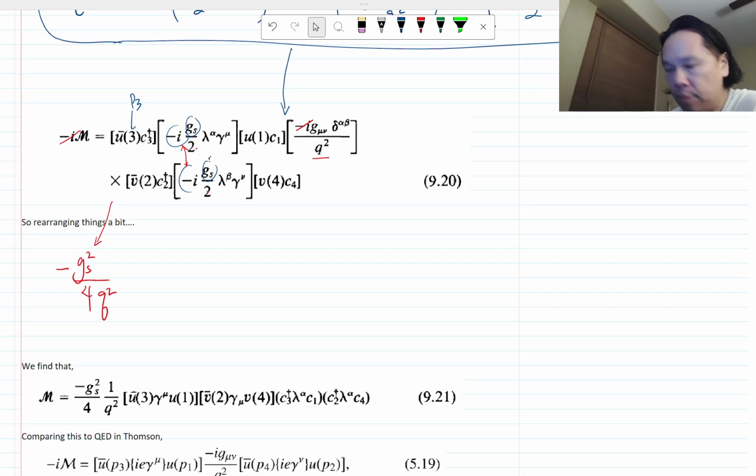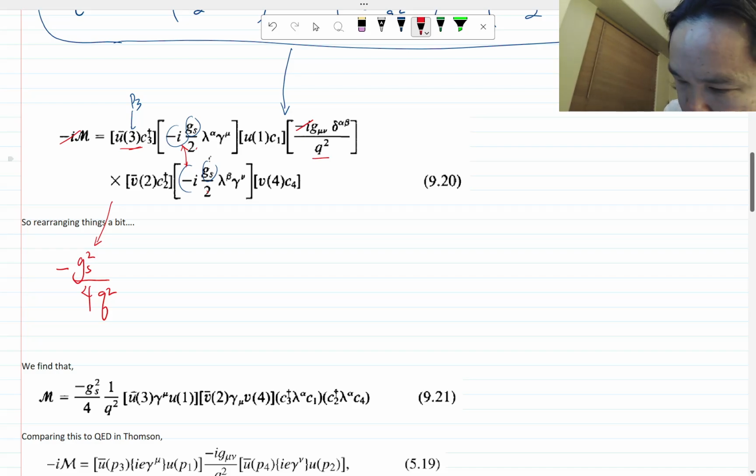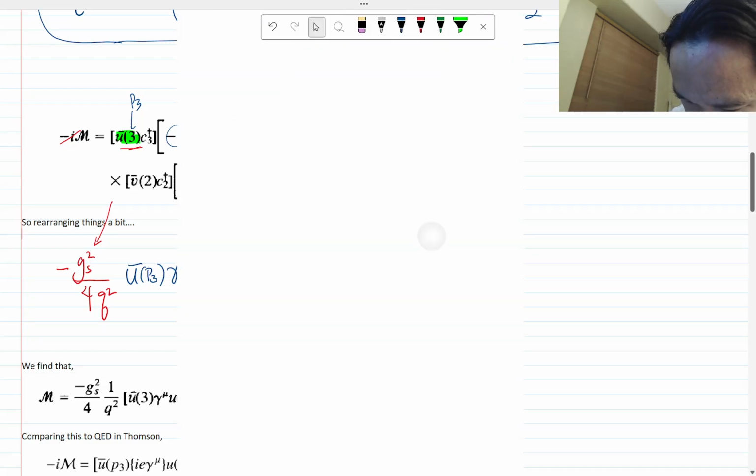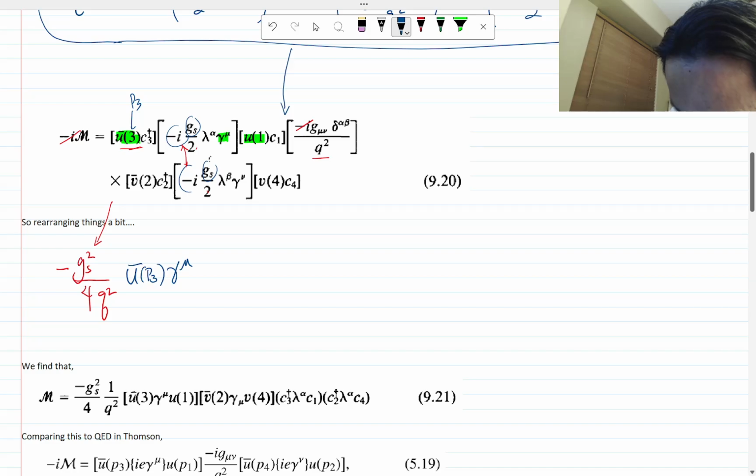All right, so let's deal with the spinor stuff first. I'm going to highlight the spinor stuff in green. So this is the 4-component spinor, that's the 4x4 matrix. I'm going to bring that out. That's going to be u bar of p3 gamma mu u of p1. And then the other spinor stuff is down here, v2, v4, and then this gamma nu.